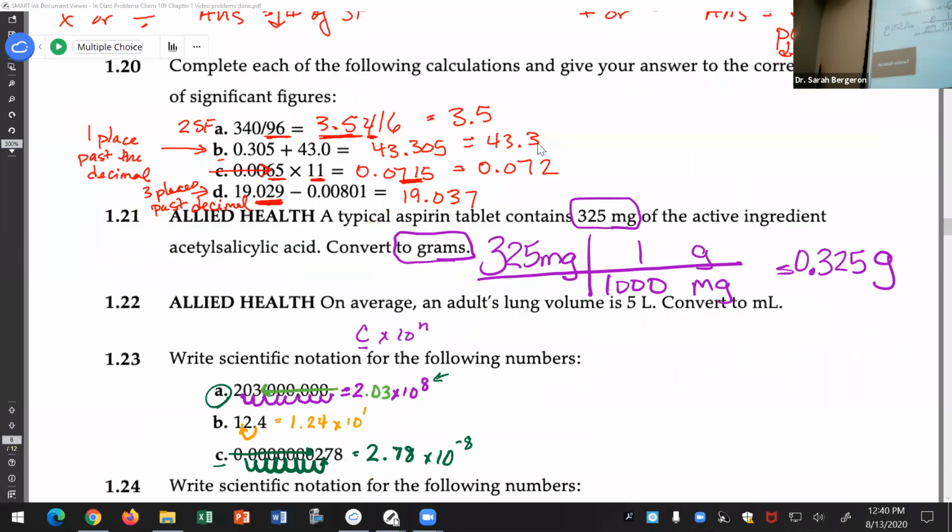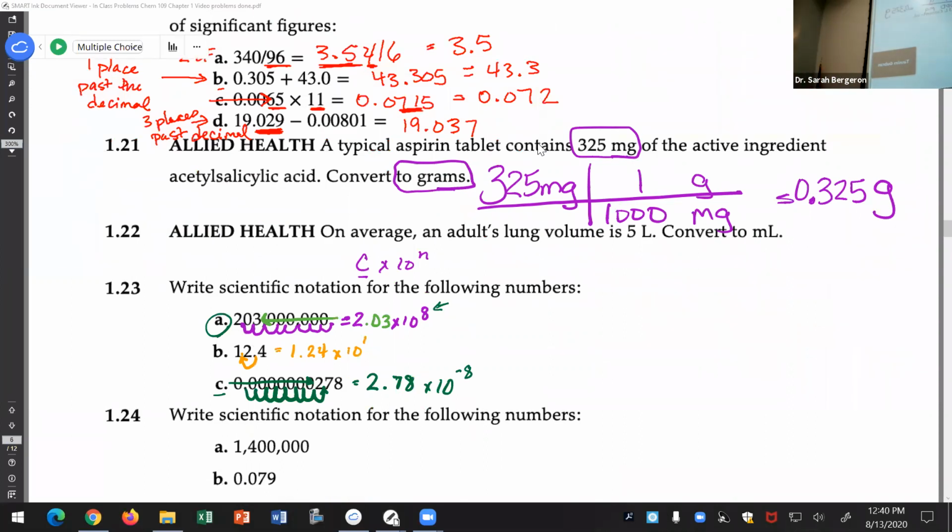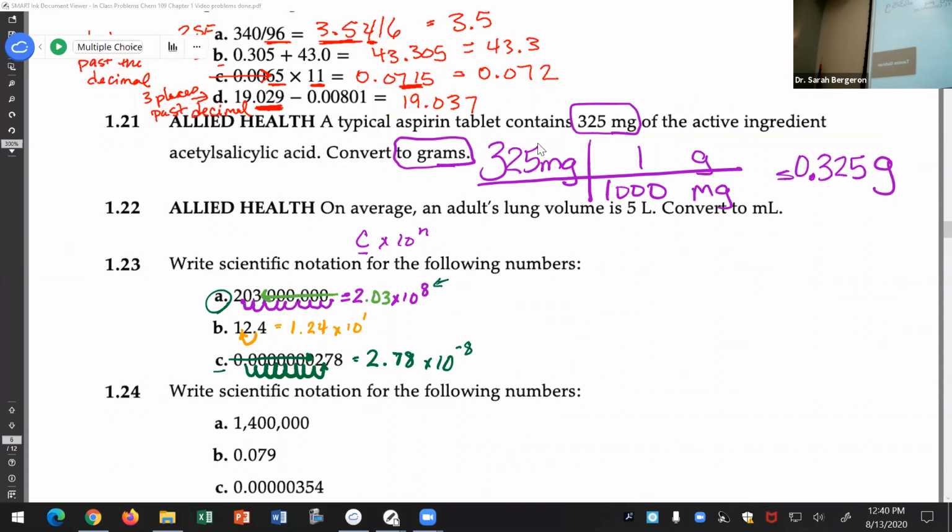All right. Now here we come to some of these conversion factors, right? I tried to do only the odds on the video so that we could do the evens. And look, I even wrote in spaces where I wasn't supposed to write, but that's okay. On average, an adult's lung volume is 5 liters. Convert that to milliliters. Is this something you would have to be able to do without having a table? Yes, this is one to memorize, right? Because this is metric.